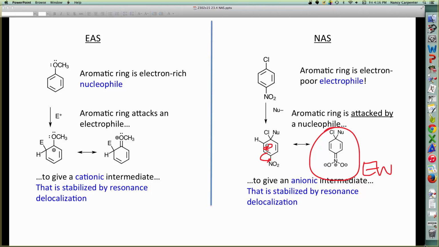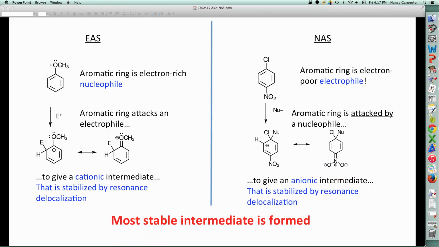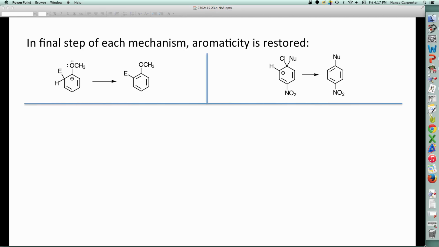And it's precisely because we've got this fantastic electron withdrawing group, the nitro group, that we could get this really quite stable intermediate. This is in fact called the Meisenheimer complex, and they can, in certain cases, actually be isolated. So, very similar mechanisms. In both cases, as always, the most stable intermediate is formed. The final step of the mechanism, what's going to happen? You want to go back down that energy hill all the way down to the very, very stable aromatic compound.